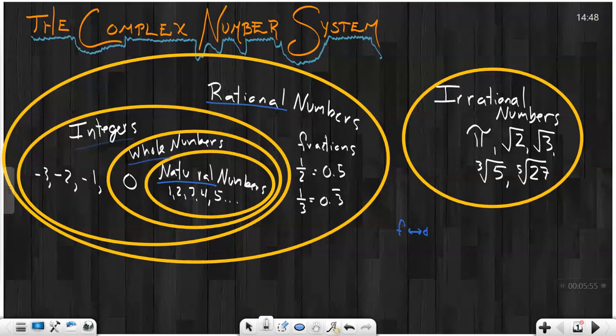What if I asked you to classify 1.5? Well, 1.5 is going to be a decimal like 0.5. Well, that is just rational. What if I asked you to do square root of 2? Well, square root of 2, irrational. That's it. We will add on to this. We are going to open up the system a little bit more.